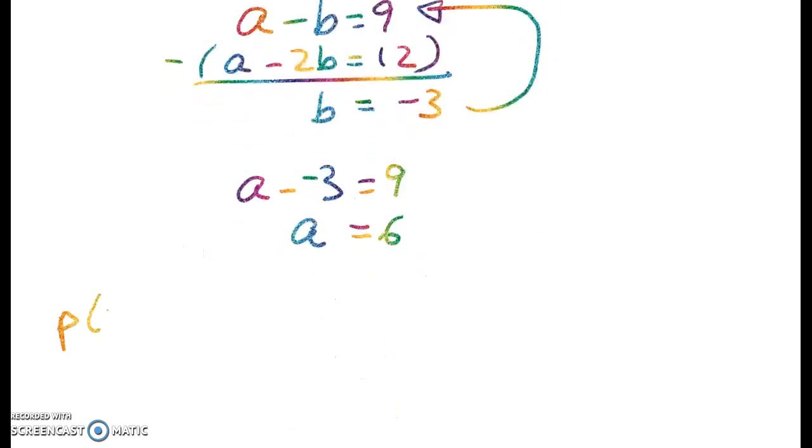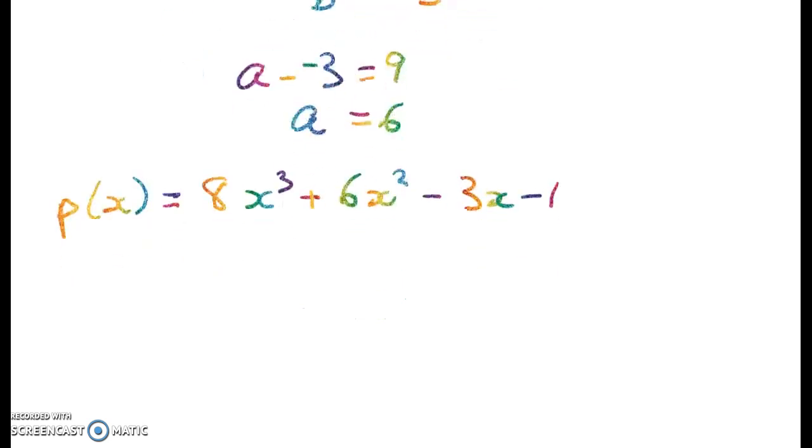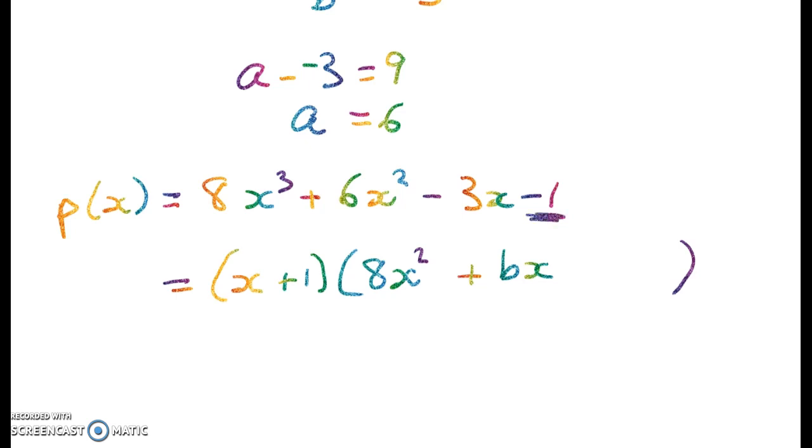Now we want to write that into my polynomial. So p of x is equal to 8x cubed plus 6x squared minus 3x minus 1. And we know that x plus 1 is a factor. So when we go to factorise this, I'd do it by inspection, because I'm going to have 8x squared here. I'm going to have something I don't know here. And to match that minus 1, I must have a minus 1 here.